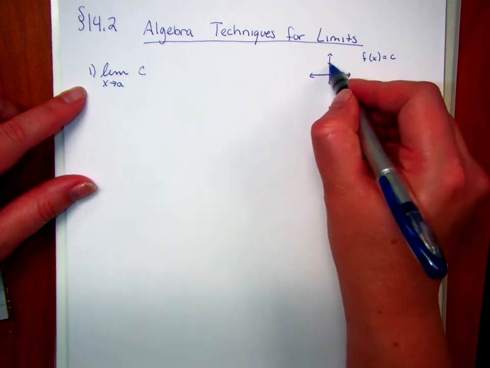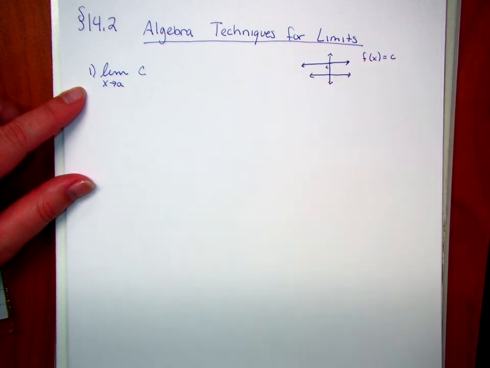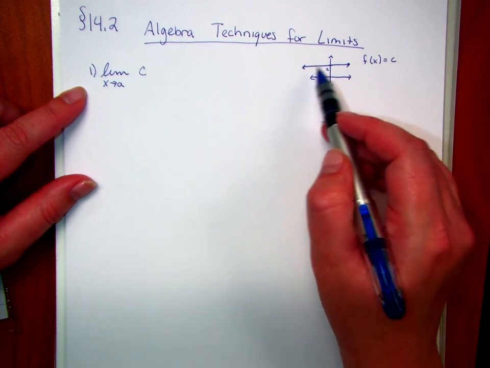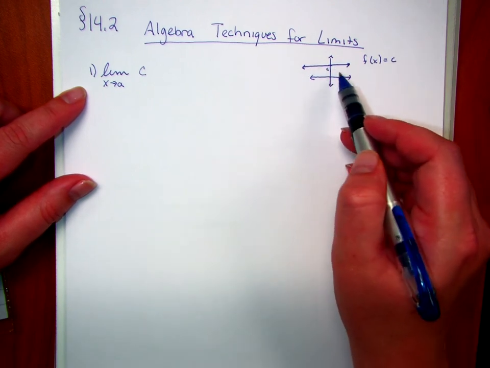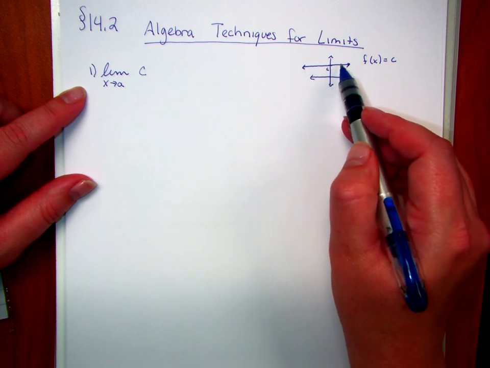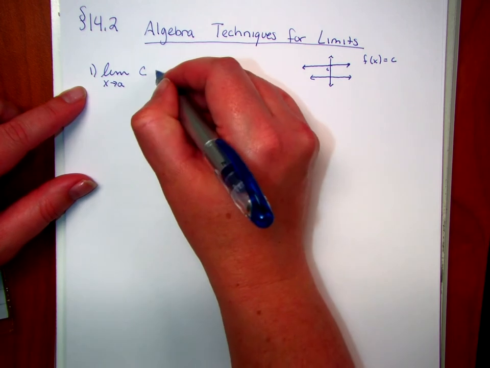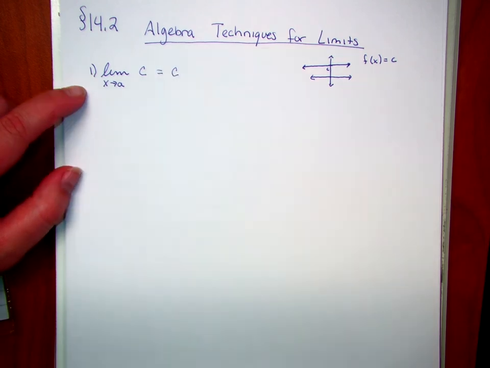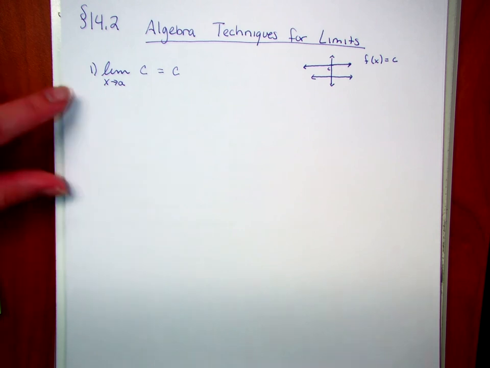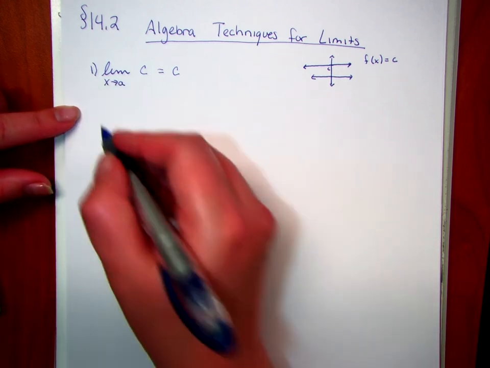What would that look like? It would look like a horizontal line at c. Right? A constant function, because it has to pass the vertical line test, right? So a constant function is a horizontal line. So no matter where we pick a, the function value is always going to be up at c, right? So since this line is at c all the time, the limit is going to be c. So the limit of a constant is the constant. It doesn't matter where x is, okay?